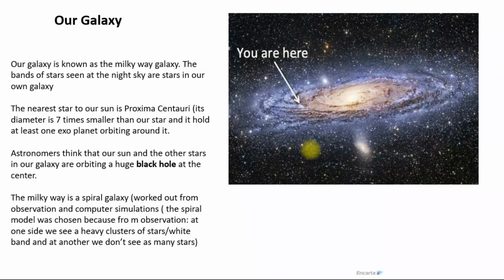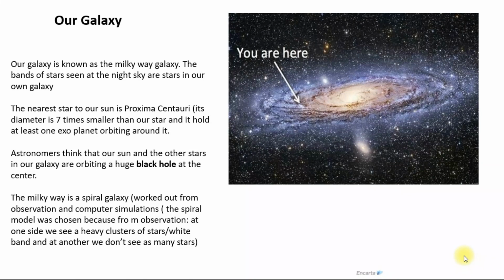Our galaxy. Our galaxy is known as the Milky Way galaxy. The bands of stars seen in the night sky are stars in our own galaxy. The nearest star to our sun is Proxima Centauri, and it is about 7 times smaller in diameter than our star, and it holds at least one exoplanet. An exoplanet is any planet that exists beyond our own solar system.